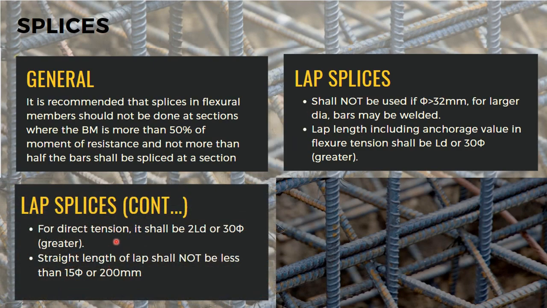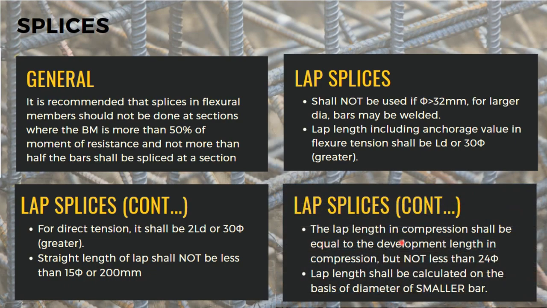That is for flexural tension. In case of direct tension, it shall be 2 times the development length or 35 phi, whichever is greater. Straight length of lap shall not be less than 15 times the diameter of bar or 200 mm. This is the most important point, asked frequently in various examinations. Straight length of lap shall not be less than 15 times diameter of bar or 200 mm.